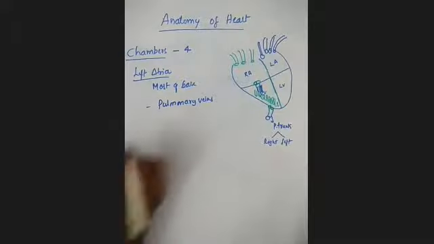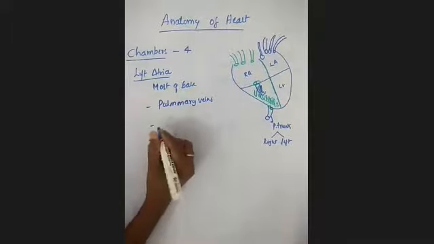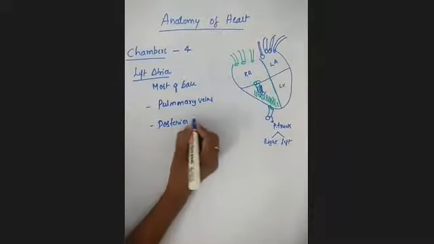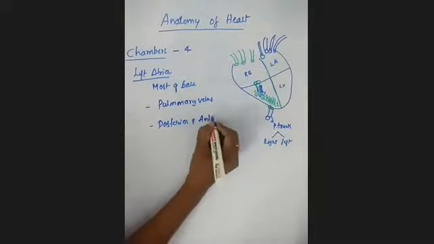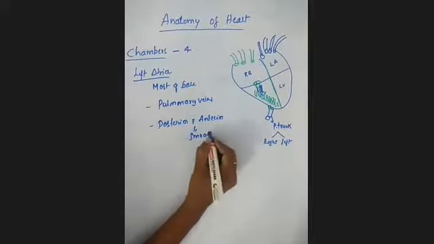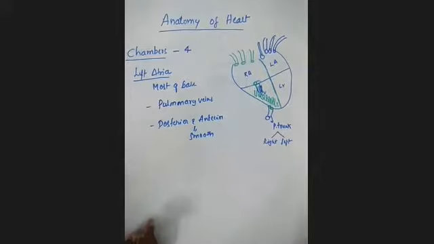Clear? In the left atrium, both the posterior surface and the anterior surface are smooth. That is not the case in the right atrium, where only the posterior surface is smooth and the anterior surface is rough.